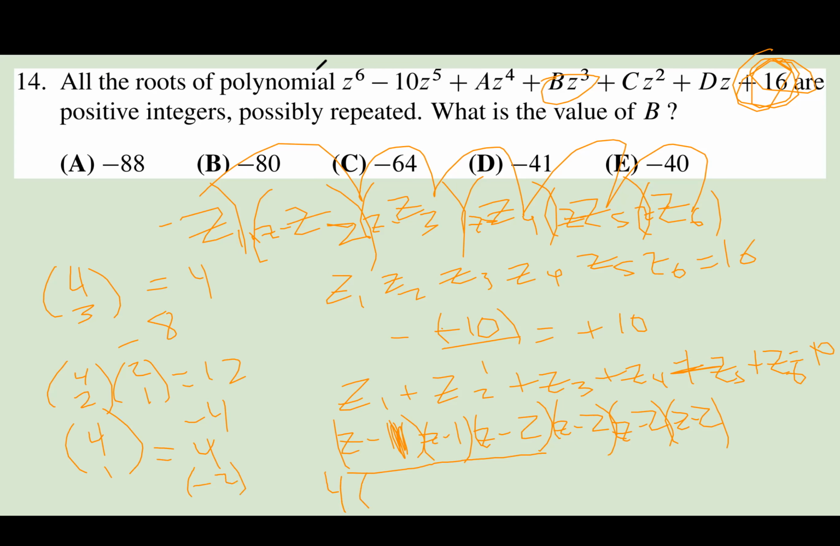So we have to do 4 times -8 plus 12 times -4 plus 4 times -2. -32 minus 48. -32 minus 48 is -80. -80 minus 8 would be -88, right? So I think the answer for number 14 would be A, -88. Okay? So the answer for number 14 is A, -88.